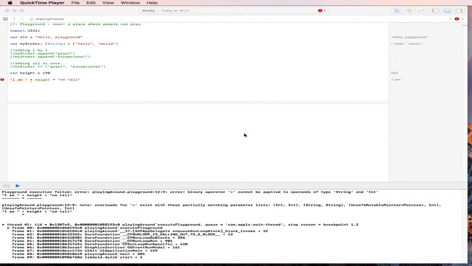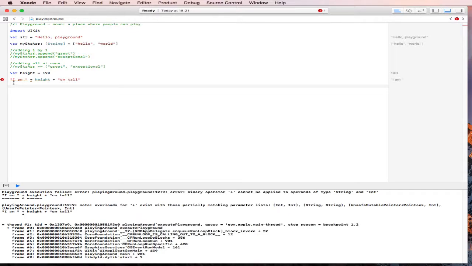Hey guys, it's the iJourney here, and today I want to talk to you about a very quick tip on Xcode for those of you who are learning Swift. And the tip is in regards to these underlined red lines.